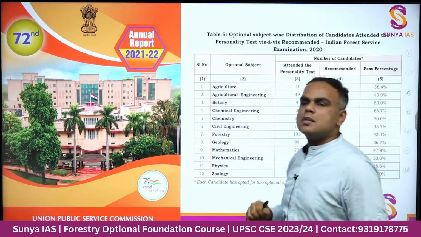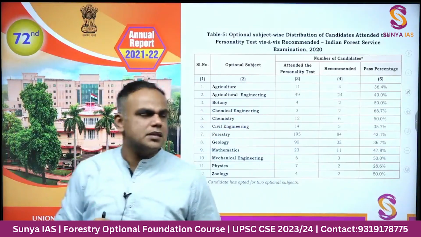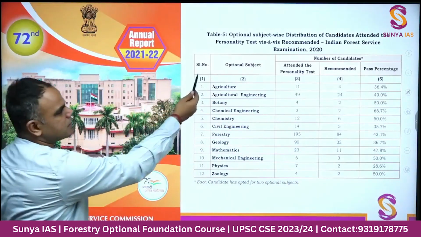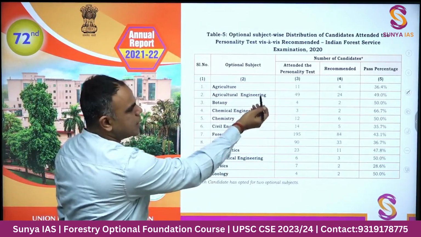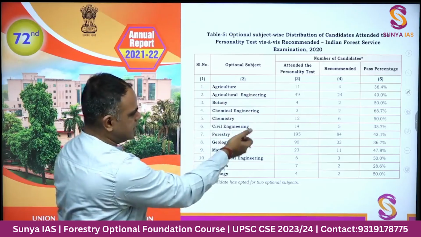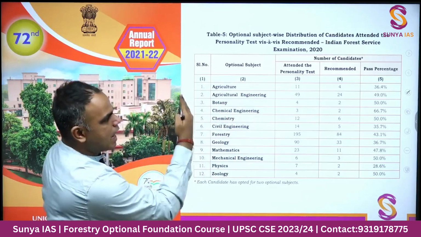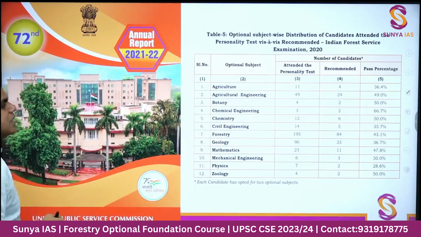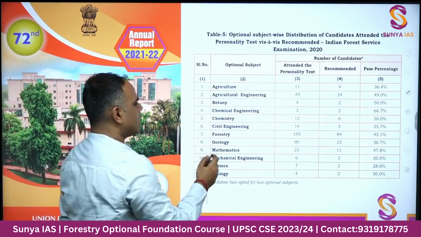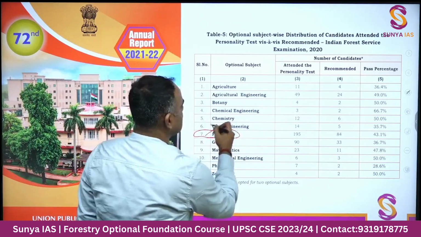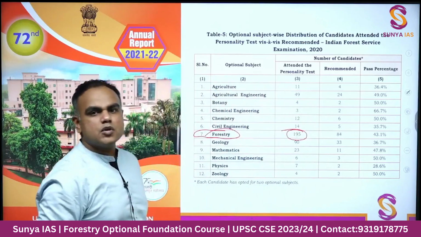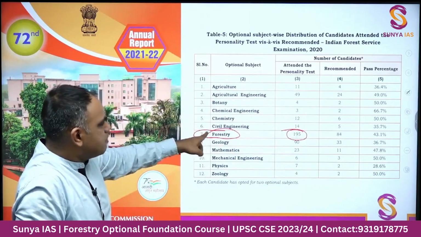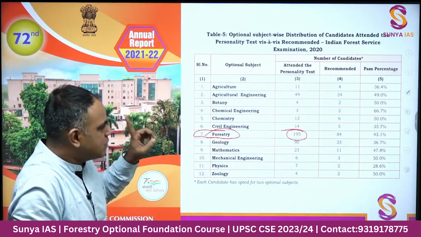Now, this is the most recent report of UPSC. In this, they have listed the people who got an interview call, by optional subject, and also how many attended the personality test, meaning those who cleared mains, and how many actually got selected. So here, as you will see, forestry, for example: people who attended the personality test, 195. Out of this list, the maximum people have chosen forestry. So that is evident.